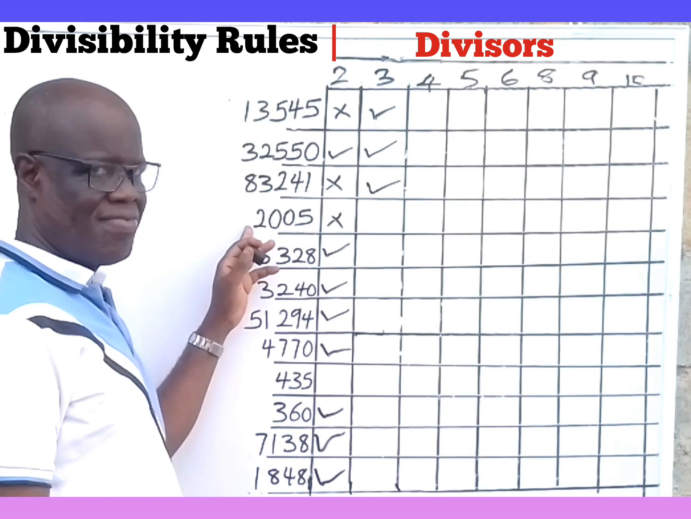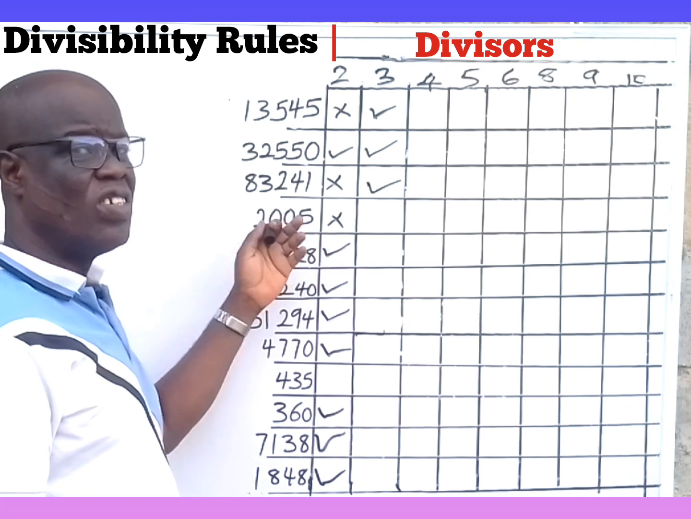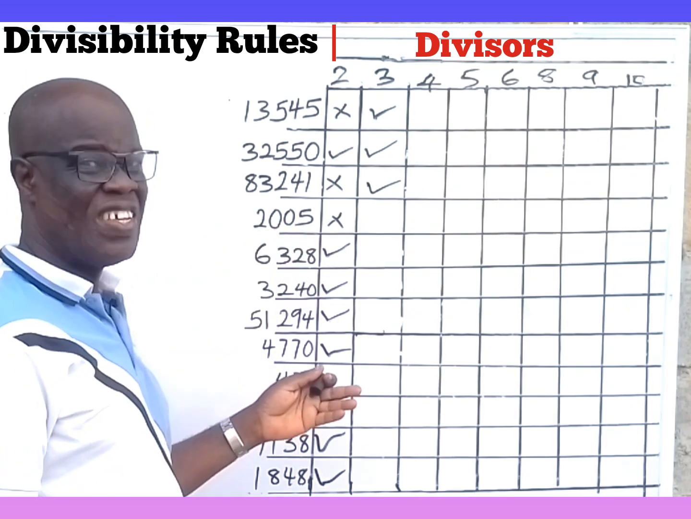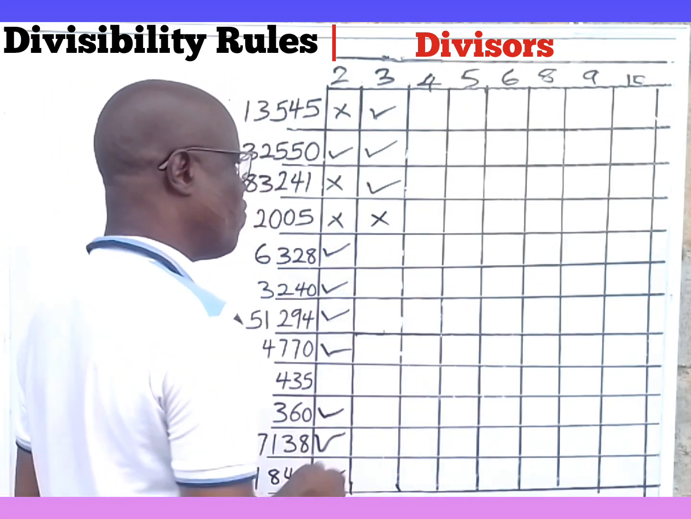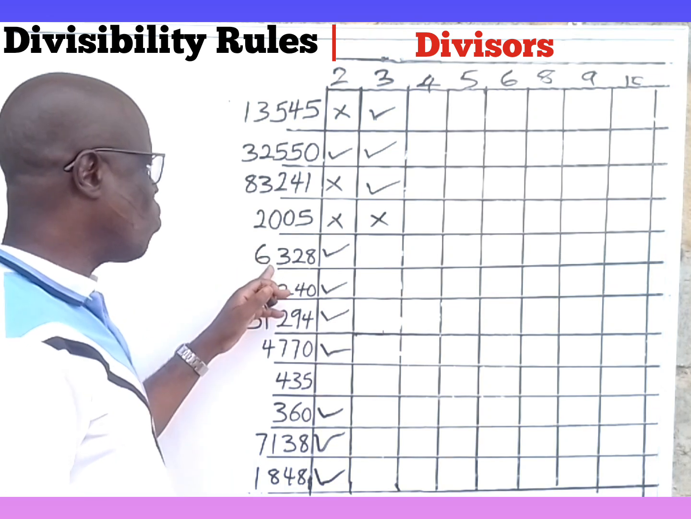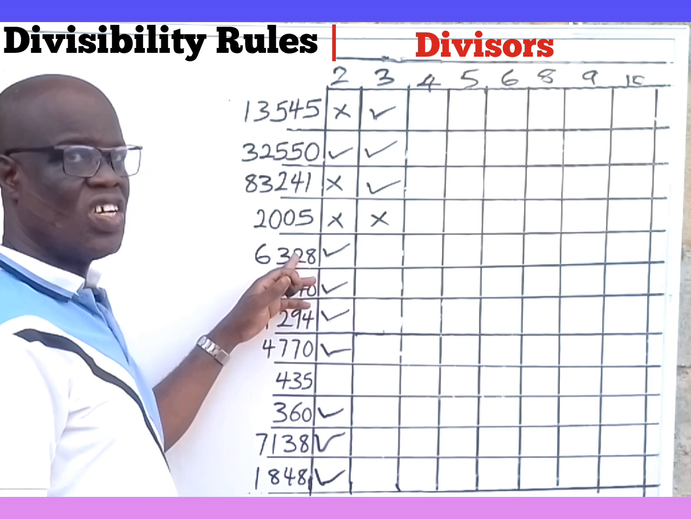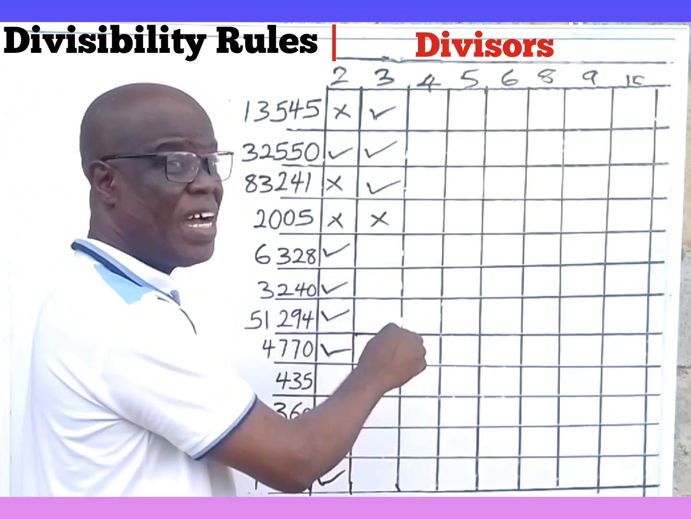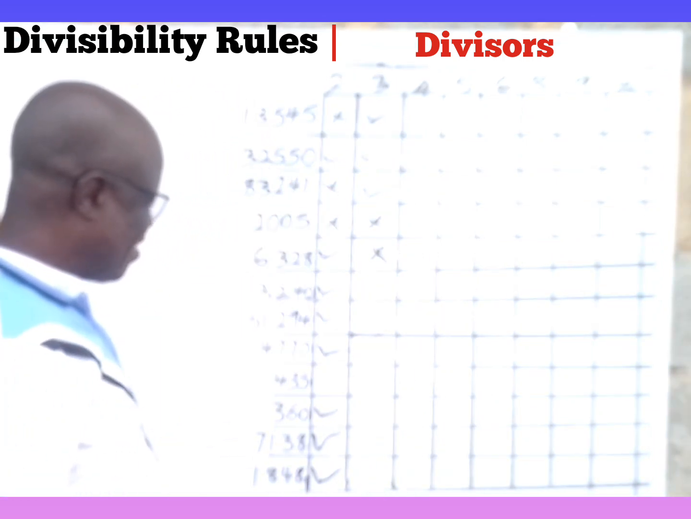What of this? This one cannot be divided by 3. Because if you add all the digits and you divide by 3, it will not go exactly. 2 plus 0 plus 0 plus 5 is 7. 7 divided by 3 is 2, remainder 1. So this one cannot be divided by 3. Let's look at this one. What of this one? 6 plus 3, that's 9. 9 plus 2, that's 11. 11 plus 8, that's 19. So 19 divided by 3, you have remainder. So this cannot be. So you can try the rest.